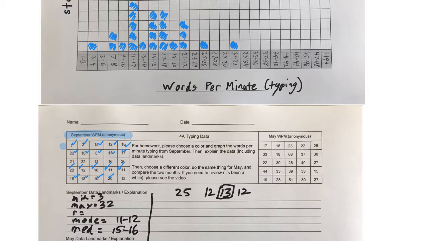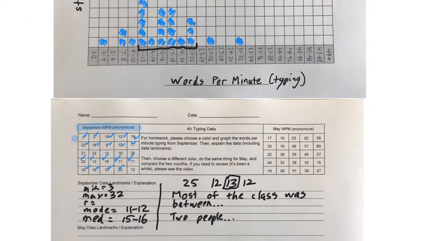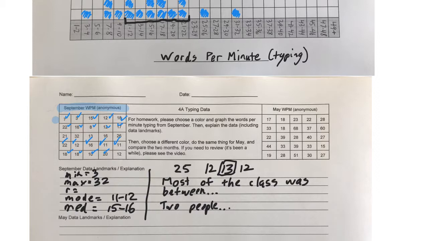And it looks to me like most of the class was between 11 and 22 words per minute. And do you remember what we called the pieces of data that were outside the normal range? Those are called outliers. Looks like we have a few outliers. So it looks like a few people were already good at typing at the beginning of the year. And then maybe something about why wasn't our typing that strong?